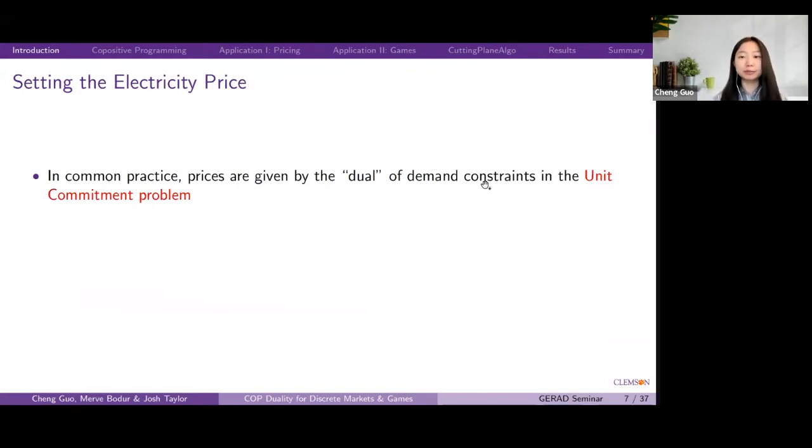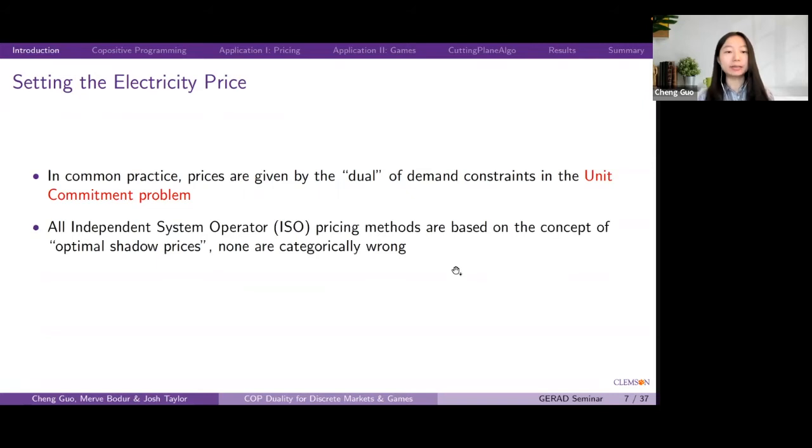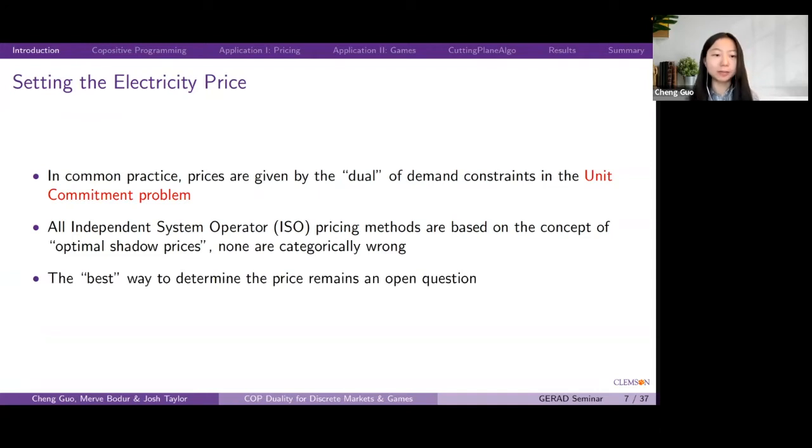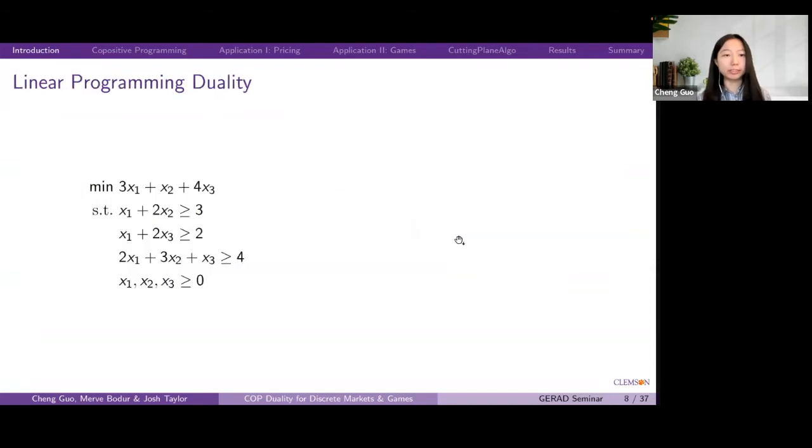So I also want to give you a crash course on how electricity prices are set in practice and in the literature. In common practice, prices are usually given by the dual of the demand constraint in the unit commitment problem, and all the independent system operators, or ISOs, in the US are using some pricing method that's based on the concept of optimal shadow prices, or the dual prices. And none of them are categorically wrong. However, the best way to determine the prices remains an open question.